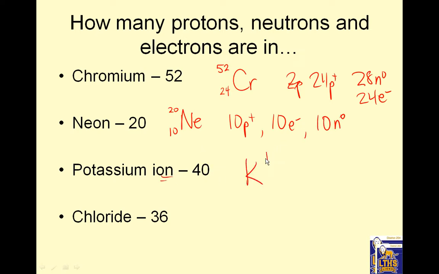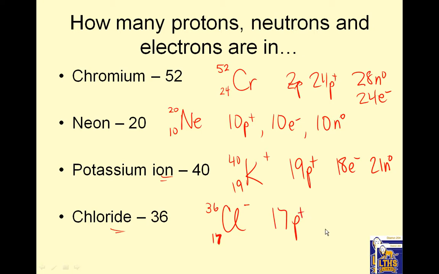Now this says ion. I know that's +1. You won't know that yet till a little bit from now, but there's 19 protons. +1 means 18 electrons, and then 40 minus 19 is 21 neutrons. All right, chloride lets me know it's an ion. I'll teach you how to know that. Chlorine's atomic number is 17, and then I know it's an ion because I know it has charge. 17 protons, 18 electrons because there's an extra negative than positive, and 19 neutrons because it's 36 minus 17.